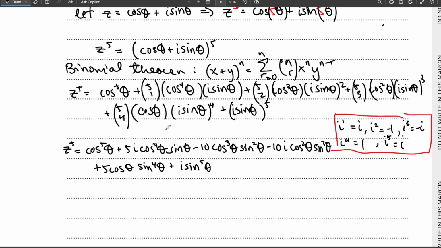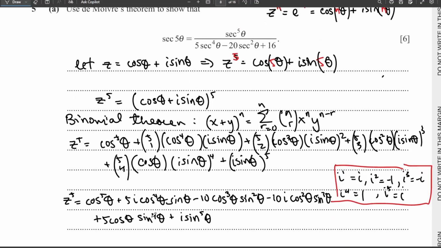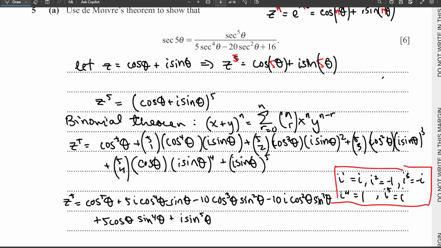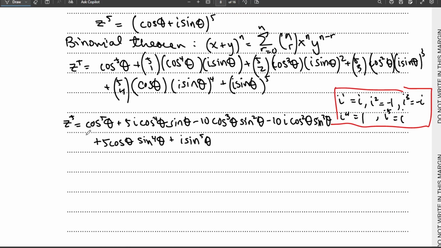If you notice that what we have in the equation we're trying to prove is only secant, there's no cosecant or any sine function. And in our case also, we're going to take this result that we have proven from earlier, the z power of 5 using De Moivre's theorem, and we're also going to consider the fact that cosine is the real part of the complex number. So therefore, we're also going to take only the real part of this binomial expansion.